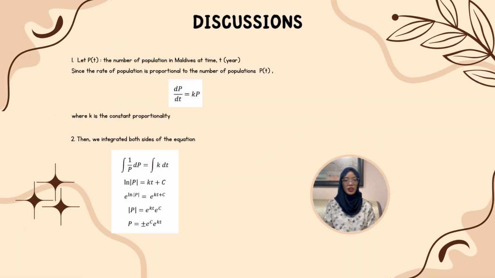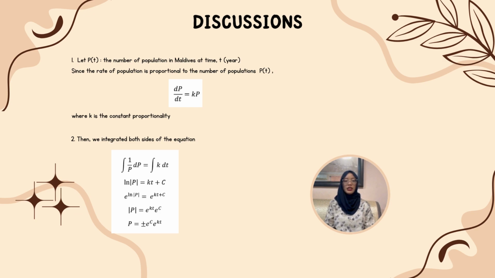Next, moving on to discussion, this is how we calculated our particular solution. First, we let P(t) equal the number of population in Maldives at time t, where t is the variable and it is in the unit of year. Since the rate of population is proportional to the number of population, we use the equation dP over dt equals kP, where k in the equation represents the constant of proportionality. Second, we integrated both sides of the equation, which becomes the integral of 1 over P dP equals the integral of k dt. After integration, it becomes ln modulus P equals kt plus C.